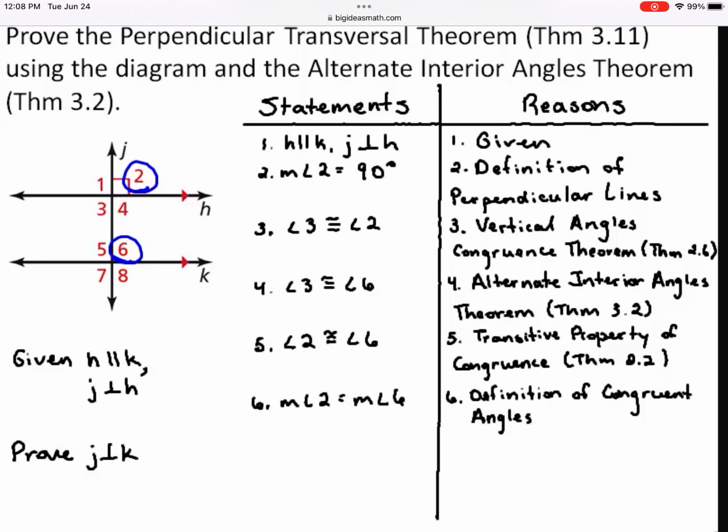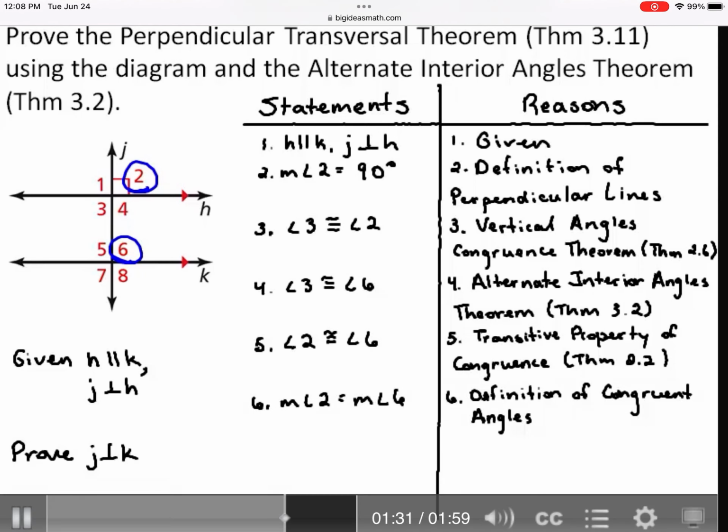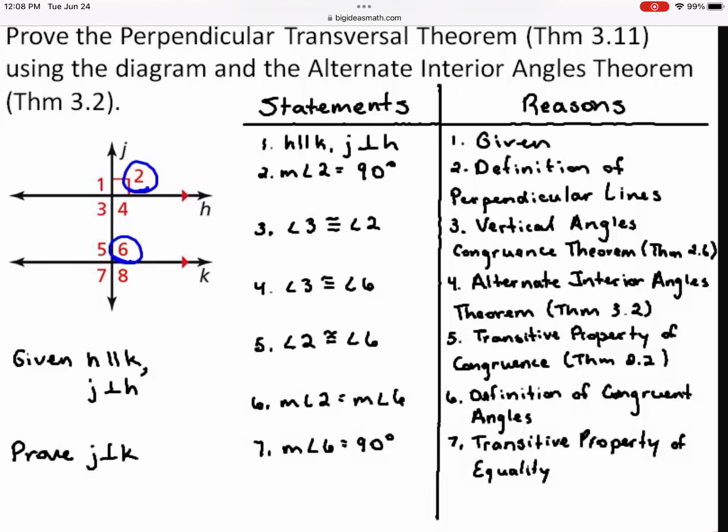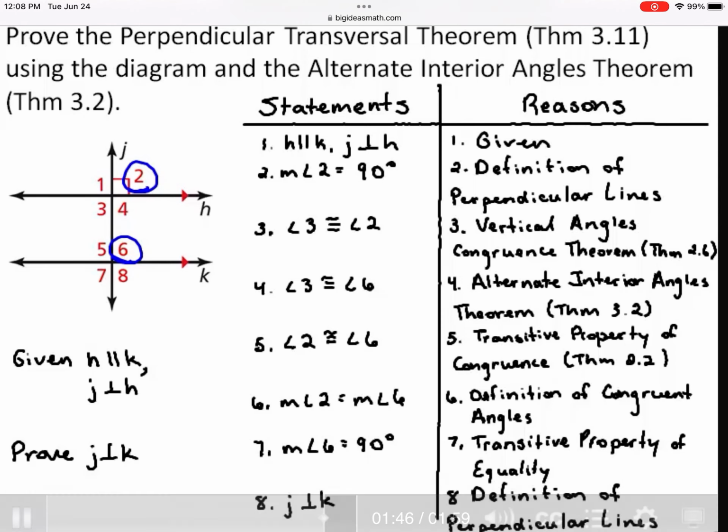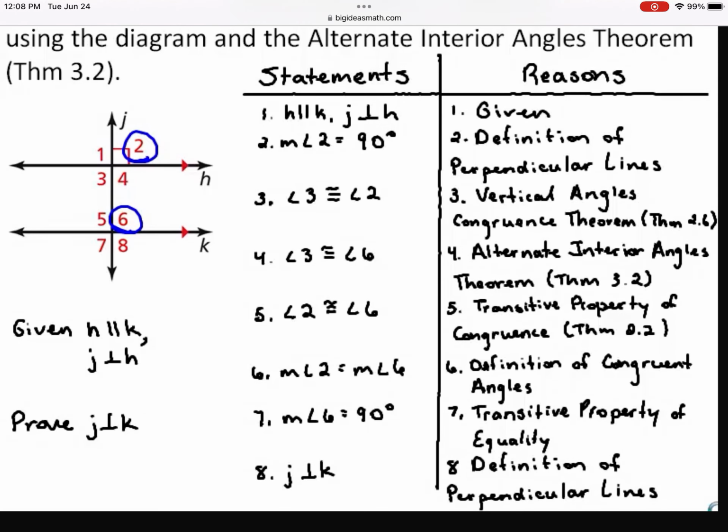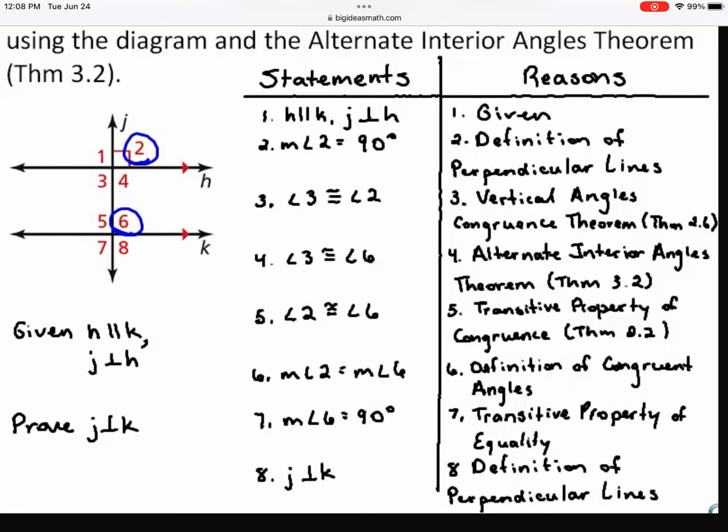So the measure of angle 2 equals the measure of angle 6 by the definition of congruent angles. So the measure of angle 6 equals 90 degrees because of the transitive property of equality. So because the measure of angle 2 equals 90 degrees and angle 2 is congruent to angle 6, then the measure of angle 6 equals 90 degrees. So line J is perpendicular to line K by the definition of perpendicular lines. Thus you have proven the perpendicular transversal theorem using the diagram and the alternate interior angles theorem.